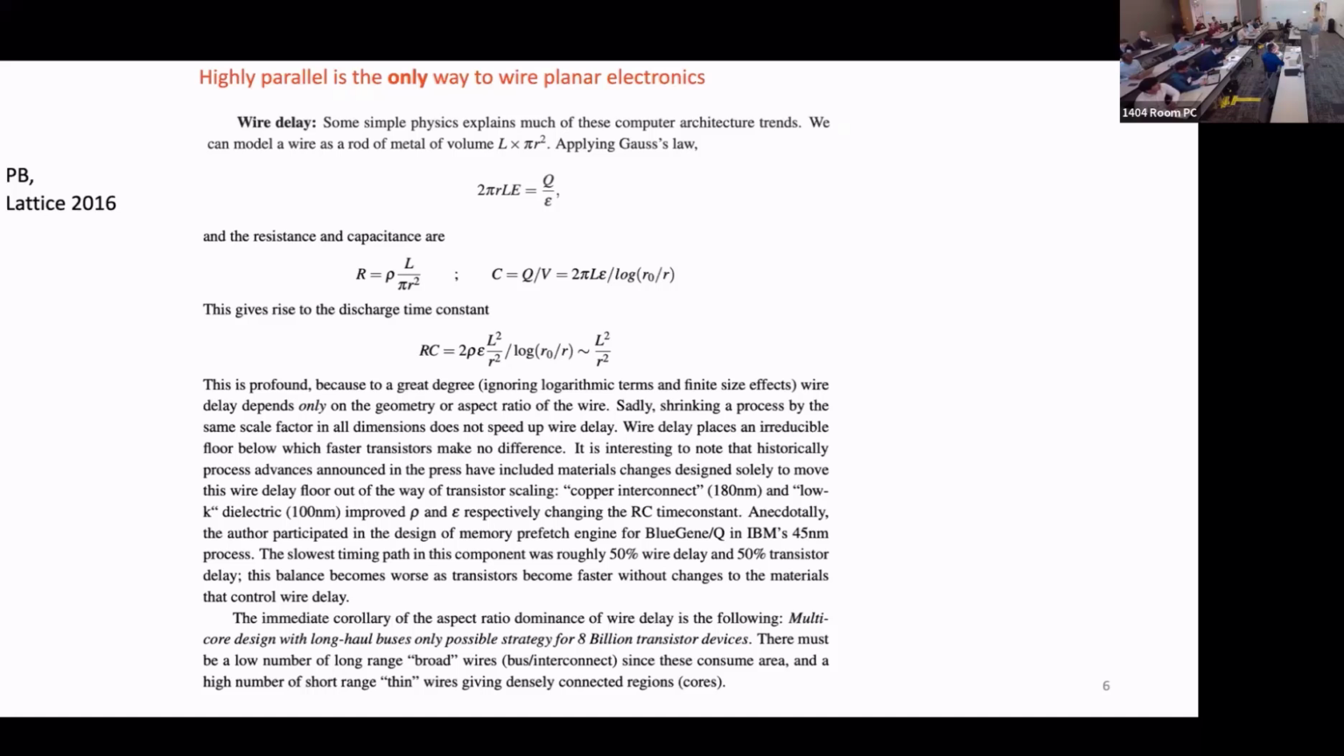So the result of this is, if you have long, skinny wires, they will be slow, right? So the only way you can possibly wire an 8 billion transistor chip is by having locally highly interconnected, narrow, thin wires, and then long-haul buses where the wires are broad, right? And you can only have relatively few broad wires on a given layer because they're big and taking a lot of area. So that means you have to have locally connected pools that you can wire and make sensible timing, and then have these communicating with each other, which drives you to multi-core design, however you structure it, right?